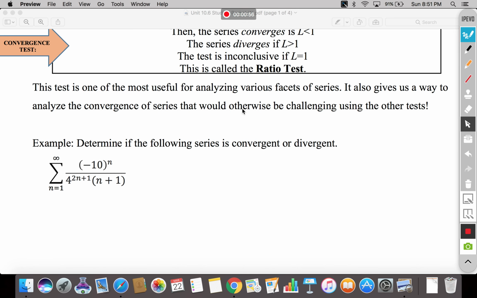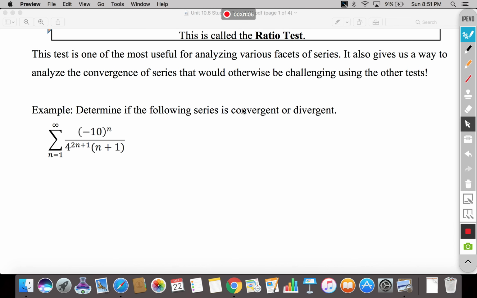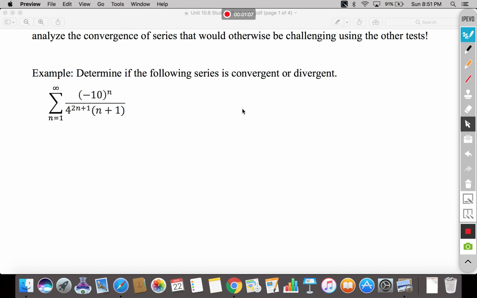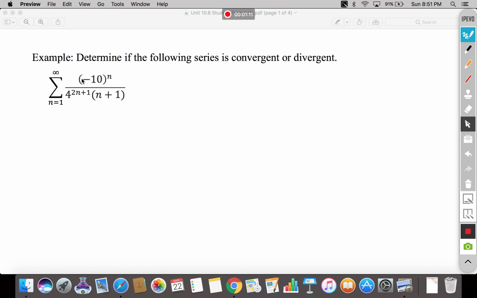This test is one of the most useful for analyzing different facets of series, as we shall see. It also gives us a way to look at the convergence of series that would otherwise be kind of challenging to analyze, like when we have series with factorials and things like that. All right. So we're going to take a look at this series down here. We're going to determine whether or not this series diverges, okay?